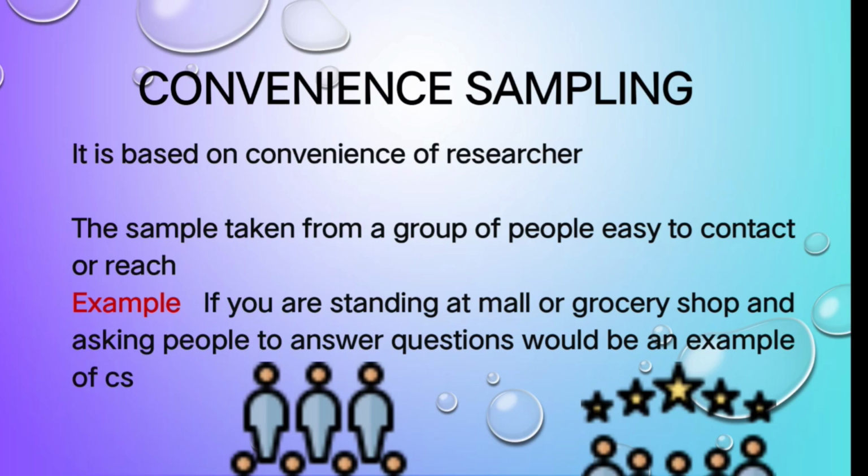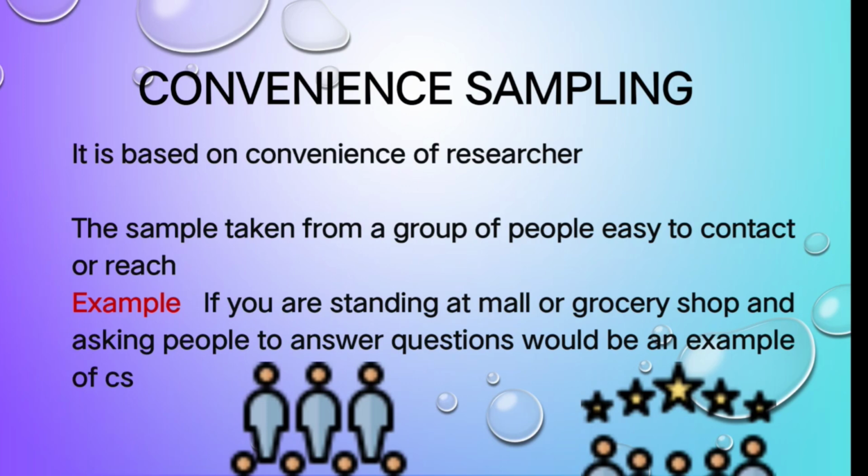It is based on convenience of the researcher. The sample taken from a group of people easy to contact or reach. For example, if you are standing at mall or grocery shop and asking people to answer the question would be an example of convenience sampling.